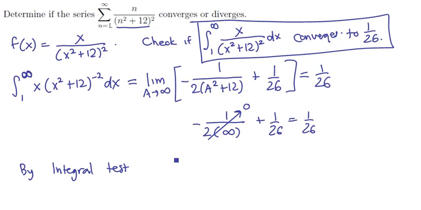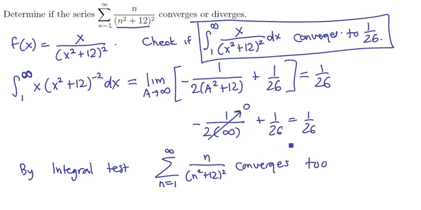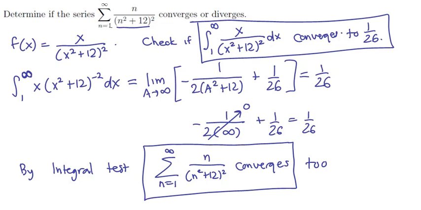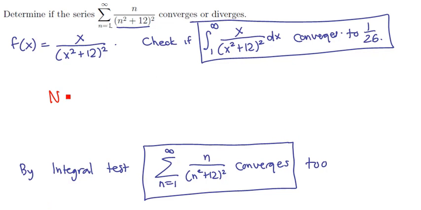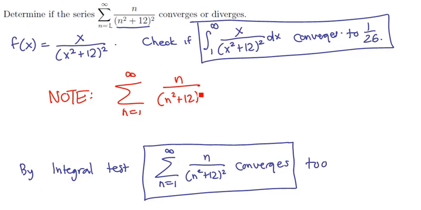So by the integral test, the summation n going from 1 to infinity of n over (n squared plus 12) quantity squared also converges. Note that I can't tell you what it converges to. I can simply show you that it converges as well. So this is an important thing right here. The summation n going from 1 to infinity of n over (n squared plus 12) quantity squared does not sum to 1/26.